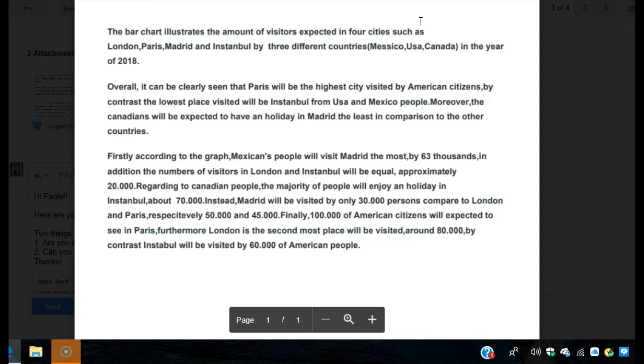Overall, it can be clearly seen that Paris will be the highest city, the most visited city by American citizens. And in contrast, the lowest place, the place least visited perhaps, or the least popular tourist destinations, another way you could have said this, will be Istanbul, from American and Mexican people. Okay? I think that's a better choice.